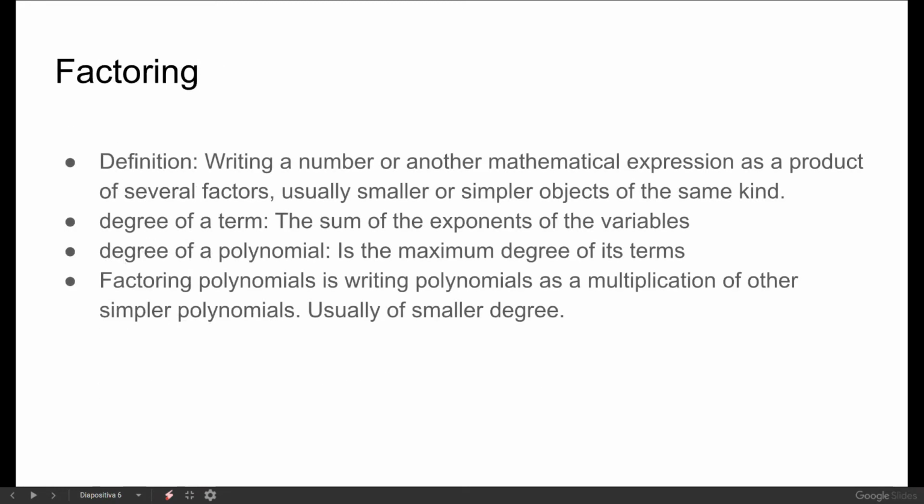Now, what is factoring? Factoring is writing a number or another mathematical expression as a product of several factors, usually smaller or simpler objects of the same kind. What is the degree of a term? The degree of a term is the sum of the exponents of the variables.